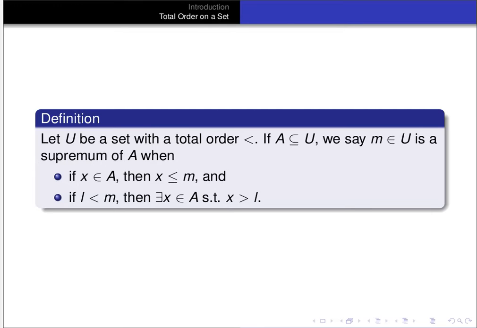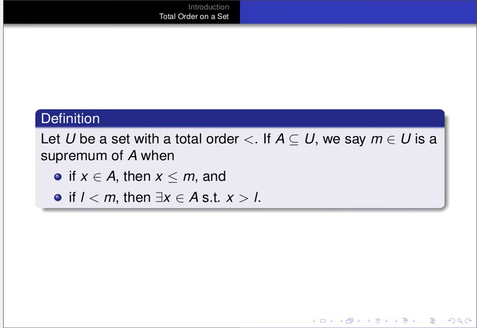And we also want to say that it's the least upper bound. So we want to say if something is smaller, it's not an upper bound. We can say that like this: if L is less than M, then there exists an X in A that's greater than L. So if something is less than M, it's not an upper bound of the set A because there's something in A greater than it. So that's the definition of a supremum.